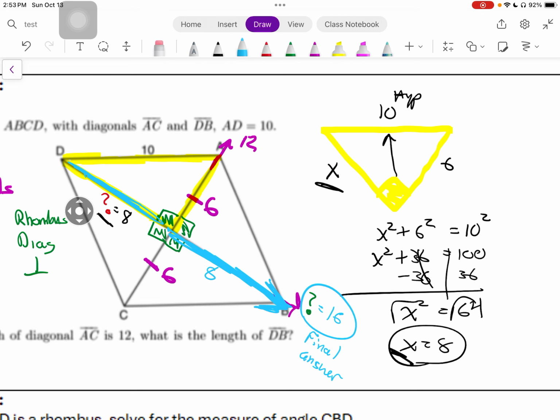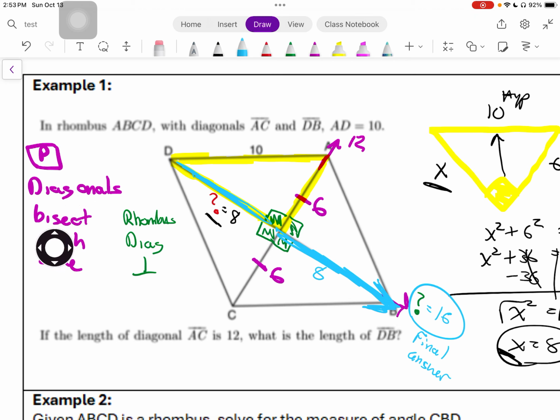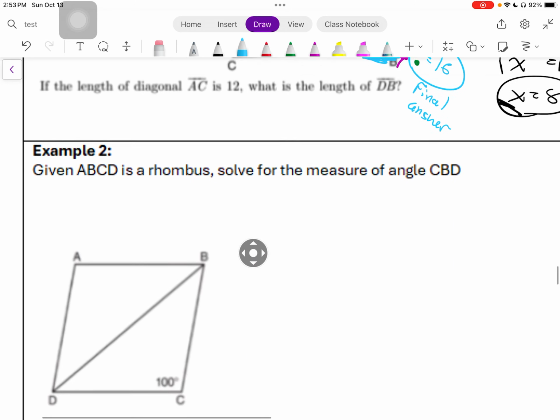All right, so again, the key to this question is mixing those parallelogram properties with our rhombus properties. We have diagonals bisecting each other. We have that in a rhombus, diagonals are perpendicular. Get a little Pythagorean theorem in here, and we can solve from there. There's a lot of different ways that these properties work together. All right, go on to our next question.